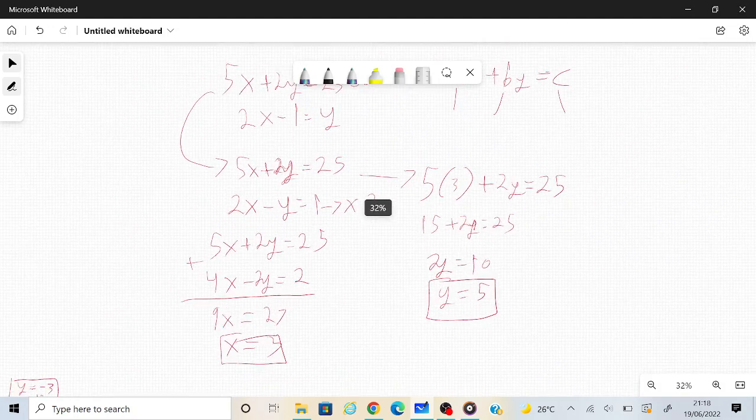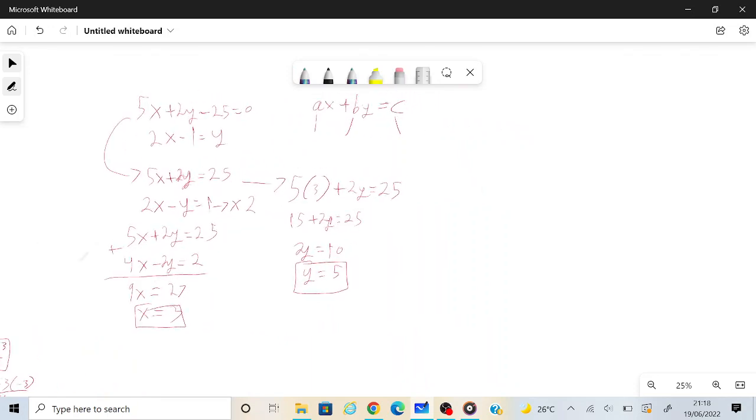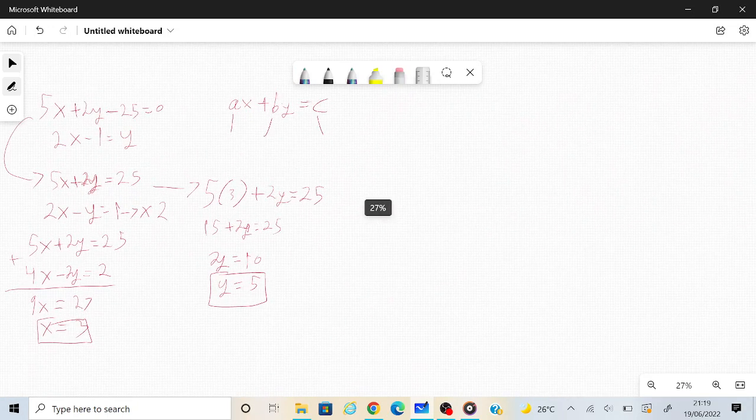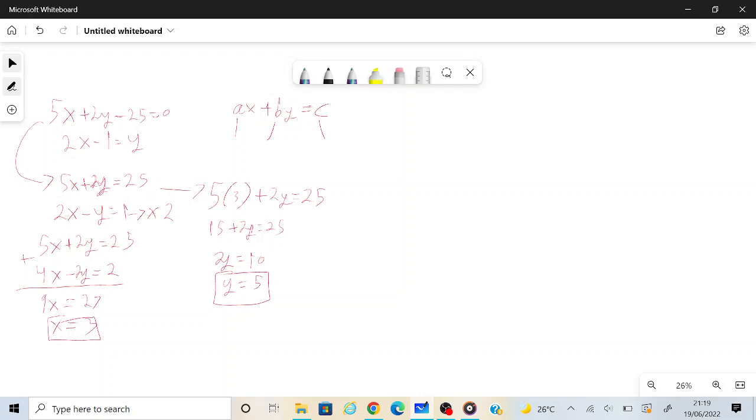Now let's try the substitution method, keeping in mind that we have the same equations over here that we're going to be using. Let's make x the subject of the formula over here. So we have 2x minus y equals 1. Making x the subject, we have 2x is 1 plus y, and x is equal to 1 plus y over 2.